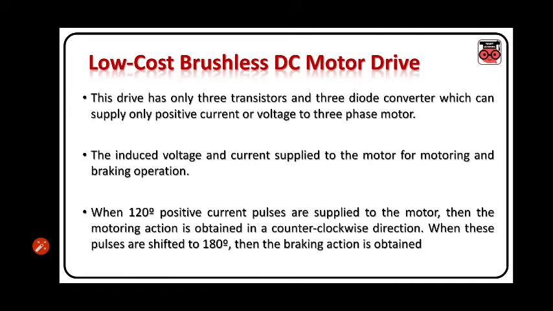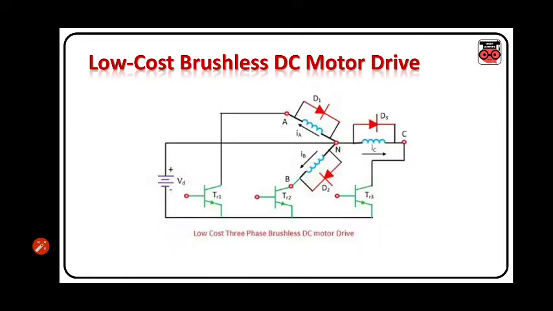When 120-degree positive current pulses are supplied to the motor, then the motoring action is obtained in a counterclockwise direction. When these pulses are shifted by 180 degree, then braking action is obtained. In the figure, you can see the low-cost 3-phase brushless DC motor drive.